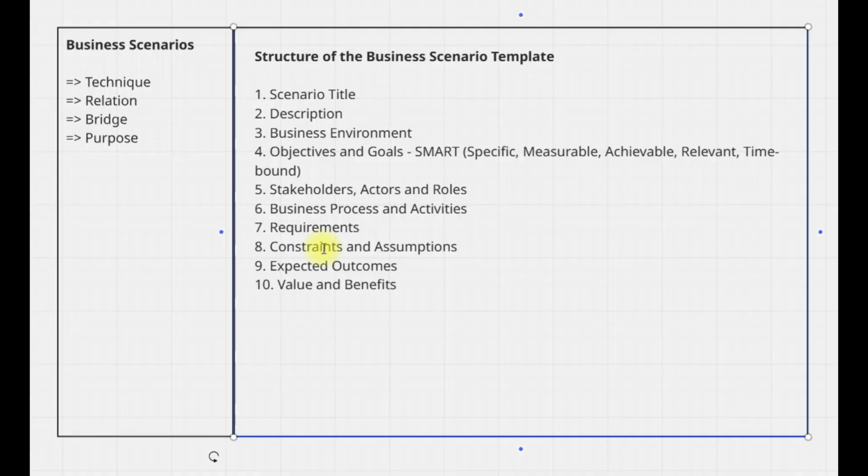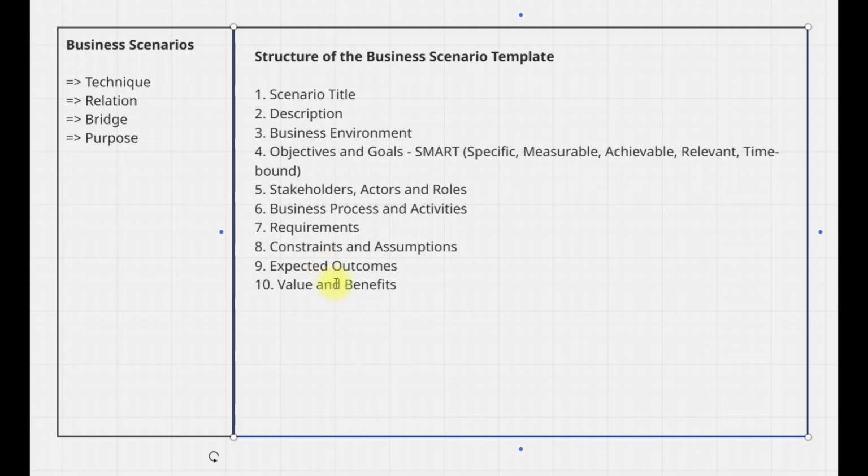And then expected outcomes. The expected outcomes are like, what is the success criteria? How are you going to measure the success? For example, this business problem may have an expectation that it should completely remove manual intervention. Everything should be automated, or at least 80% of the loan application process should be automated, or the customer satisfaction, whatever they have now, should increase by 30%. These kinds of expected outcomes can be part of the expected outcomes section.